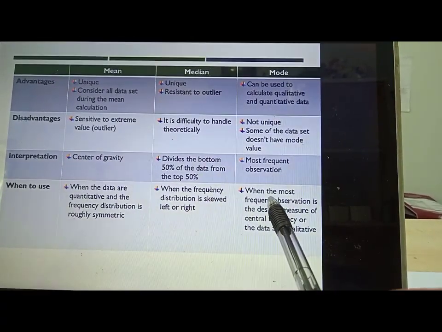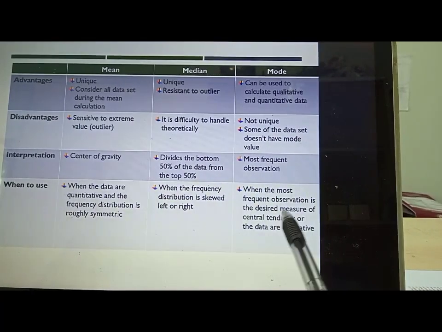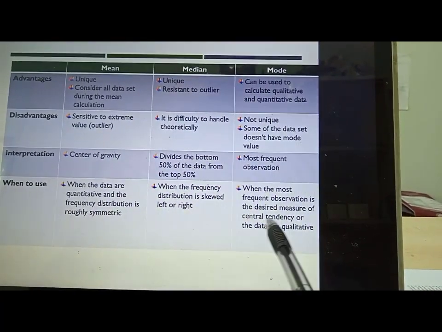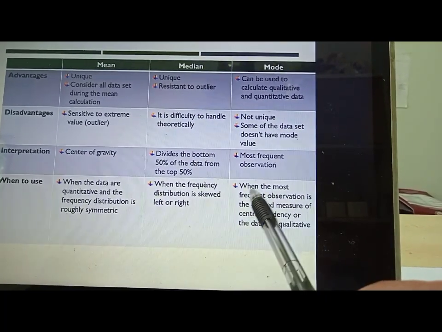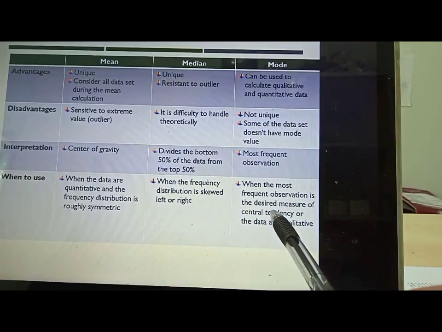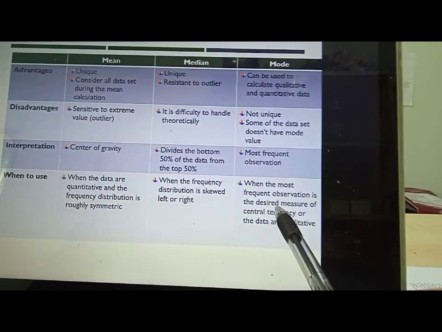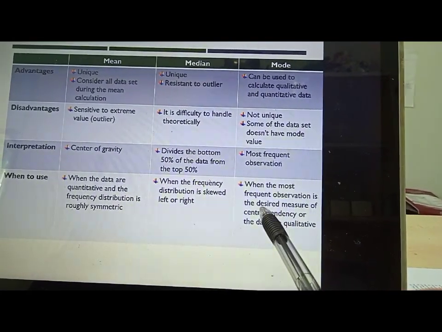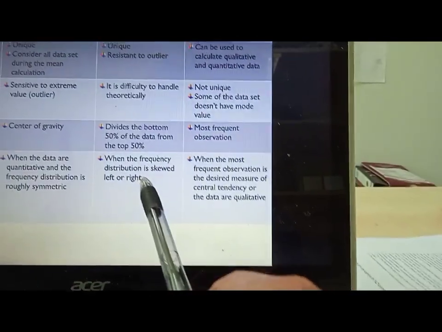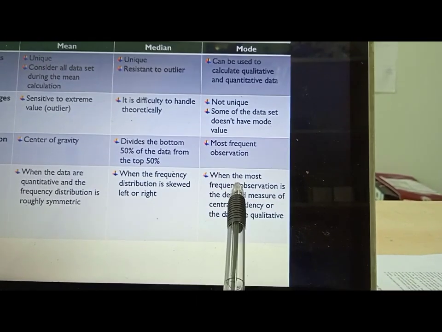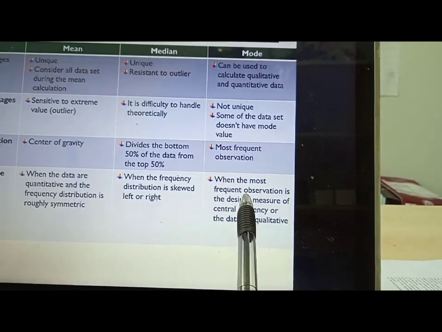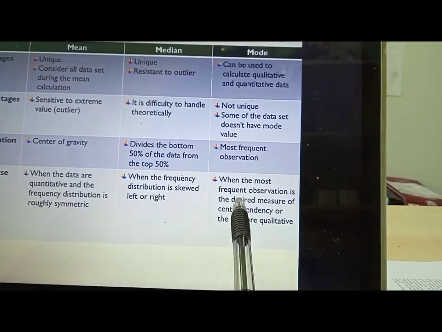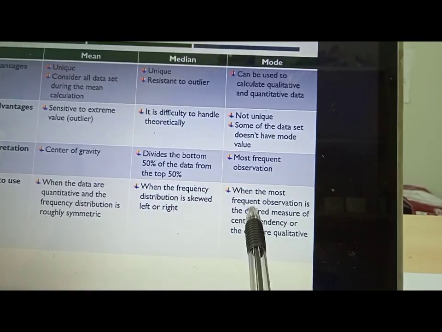What about mode? When do we use mode? When the most frequent observation is the desired measure of central tendency, or when the data are qualitative. For qualitative data, the most preferable parameter is mode. And for quantitative data, we go for mean and median. And we also go for mode when the most frequent observation is the central tendency, which is very important in the study.